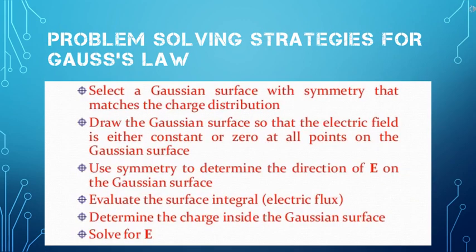Problem solving strategies for Gauss's law. Select a Gaussian surface with symmetry that matches the charge distribution. Draw the Gaussian surface so that the electric field is either constant or zero at all the points on the Gaussian surface. Use symmetry to determine the direction of E on the Gaussian surface. Evaluate the surface integral. Determine the charge inside the Gaussian surface. Solve for E.